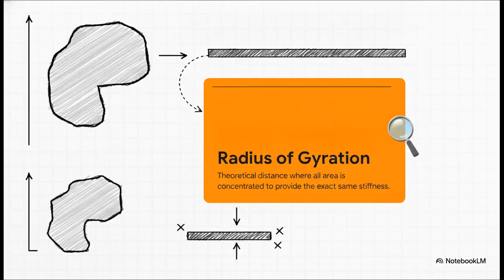And that naturally brings us to this highly useful concept, the radius of gyration. You can think of this as a brilliant theoretical shortcut. Imagine taking the entire cross-sectional area of a really complex shape and magically compressing it down into a single, infinitely thin strip. The radius of gyration is the theoretical distance from the axis where you could place that heavily concentrated strip to get the exact same moment of inertia, the exact same bending resistance as the original messy shape. It condenses all that complex geometry into one single, highly powerful number for an engineer to work with.